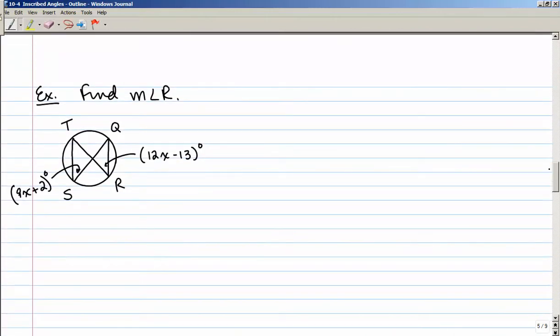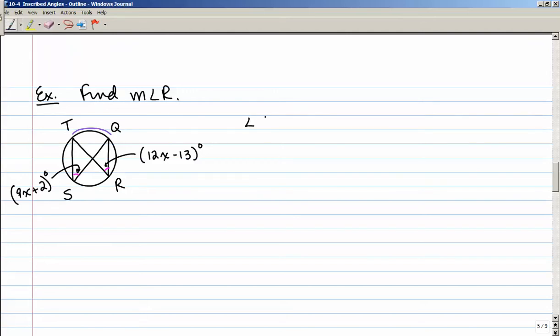Here's an example. Let's find the measure of angle R. So I'm looking for this angle right here. And I notice that both angle R, which I have this algebraic expression for, and angle S, which I have this algebraic expression for, they both intercept arc TQ. Now I don't know what the measure of arc TQ is, but I know that they both cut it off. Notice if you go T to S to Q, cuts off TQ. If I go T to R to Q, it cuts off TQ. So since they both intercept the same arc, those two angles are going to be congruent to each other.